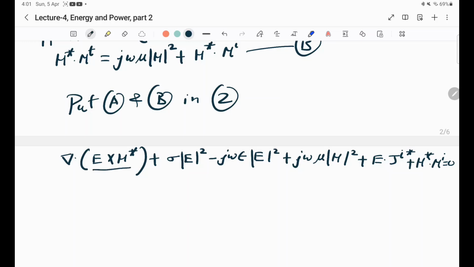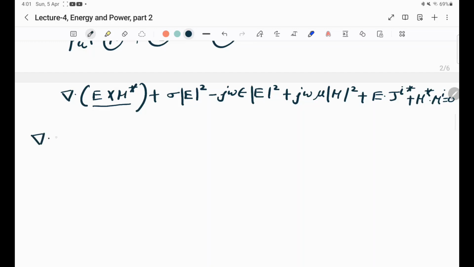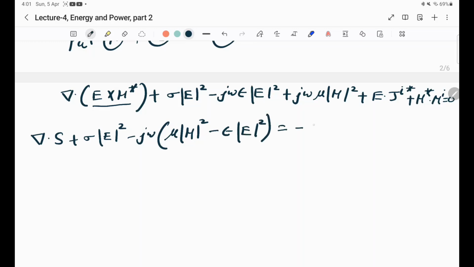Now we know that E cross H conjugate is nothing but the complex Poynting vector S. So we can replace that as well, and we will get del dot S plus sigma mod of E square minus j omega becomes common, and mu mod of H whole square minus epsilon mod of E whole square is equal to negative of E dot Ji conjugate plus H conjugate dot Mi.